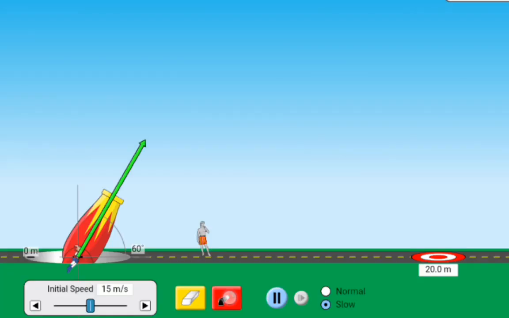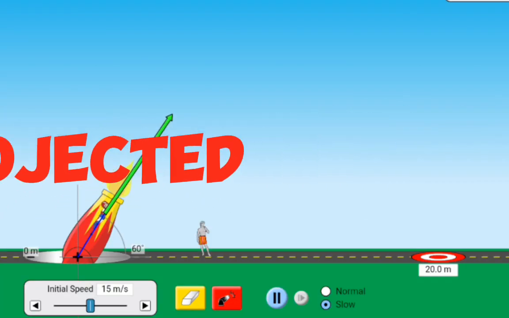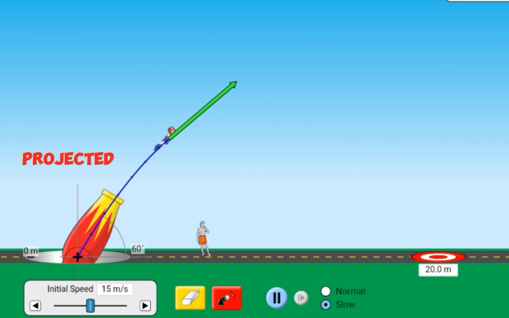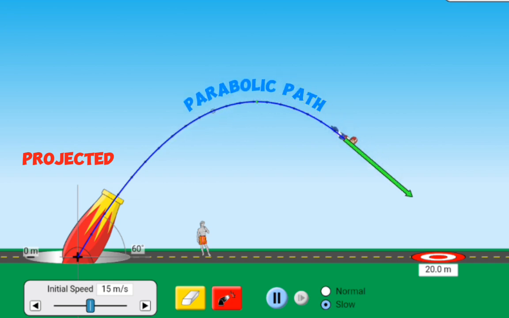Let's get started. So, first things first, what is projectile motion? Well, it is when an object is projected in... Okay, you know what? Let's see the animation. Okay, it is when an object is projected in the air and it creates this parabolic path. And yeah, that is called projectile motion.